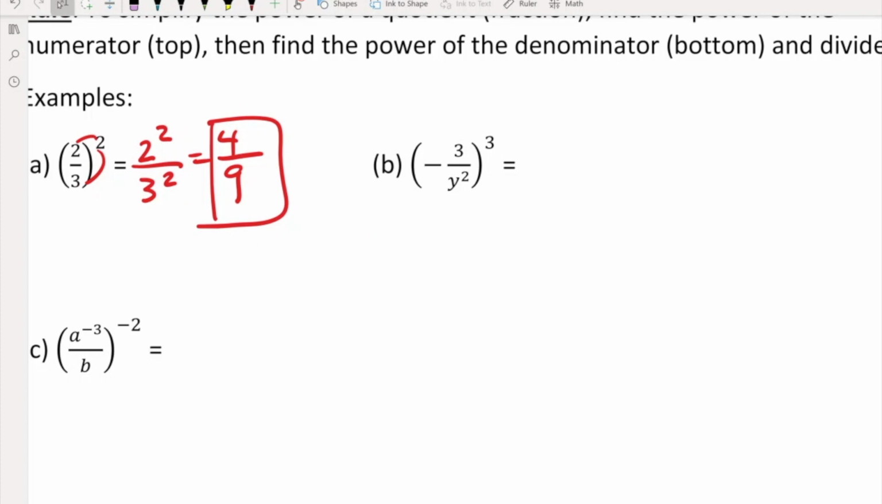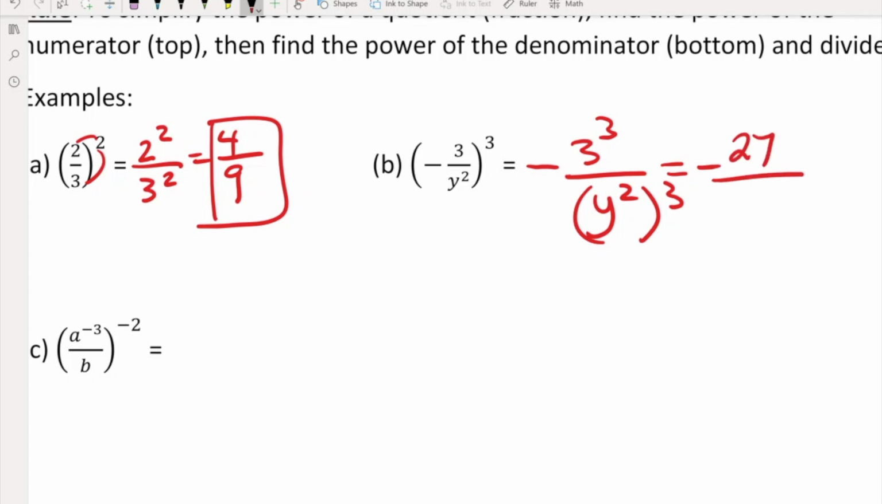We learned in the last lesson that when you take a negative to an odd power, the answer is negative. So there should be a negative there. 3 to the 3rd and y to the 2nd to the 3rd. So there's a negative out in front. 3 to the 3rd means 3 times 3 times 3. The answer is not 9. 3 times 3 times 3 is 27. And y to the second to the third power, a power to a power, we learned this last time, you multiply the exponents. That would be y to the sixth.